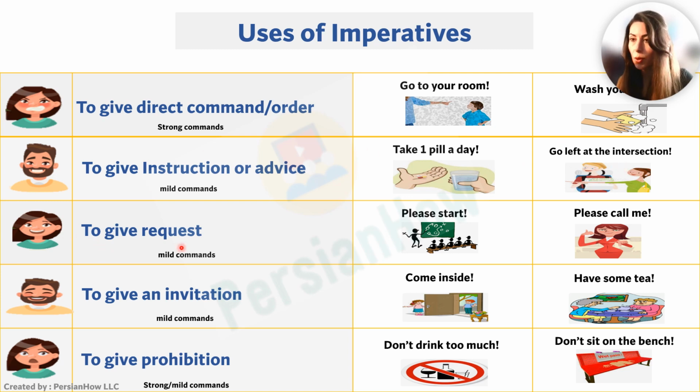It is used to give requests. Again, it's like mild commands. For example, please start, please call me, or whatever request. The other one is to give invitations. For example, please come inside, have some tea, let's go to dinner, something like this. And then the last one is to give prohibitions. For example, you want to give warning to someone. So for example, don't drink too much, don't sit on the bench, drive carefully. So these are the areas that imperative is used.